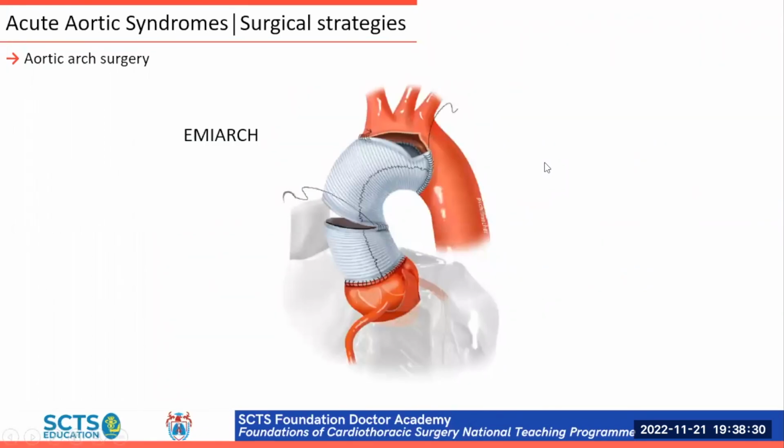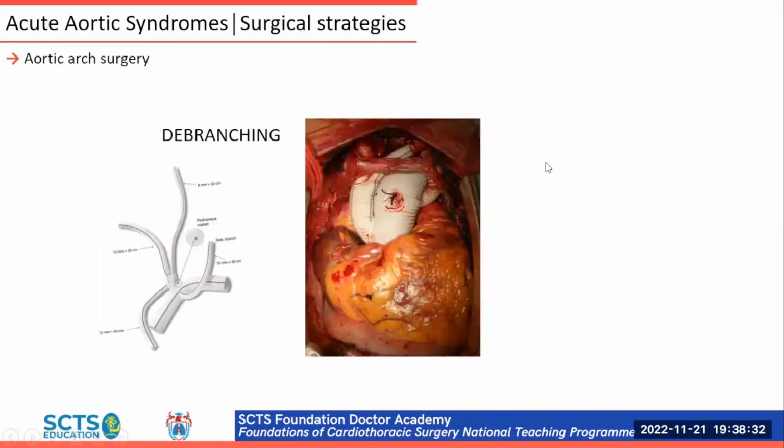We have discussed the hemi-arch. When you need to replace the full arch, you have two different techniques. This is called the branching. As you can see, this is the looped prosthesis. You have several branches which you are going to detach and attach to the innominate artery, the left carotid, and the left subclavian. This allows you to create a so-called landing zone for a possible subsequent full reconstruction of the descending aorta through a stent.